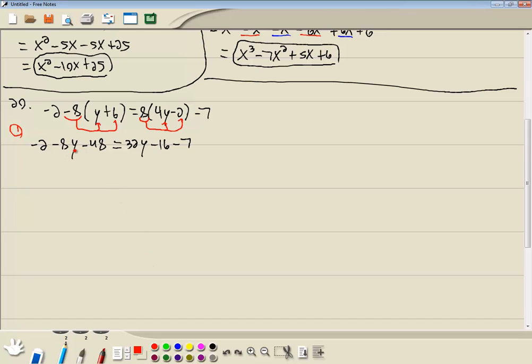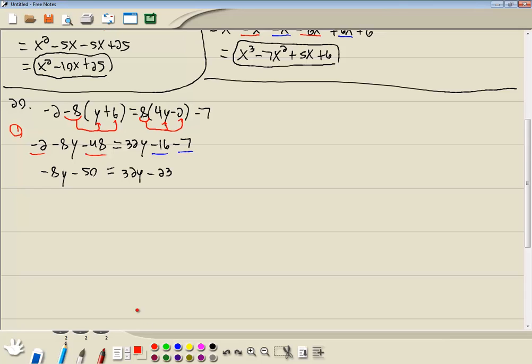Our note up at top says in a step combine together numbers. So we got over on the left side, we got negative 2, negative 48 gives us negative 50. And over on the right side, we got negative 16, negative 7. So that's going to give us 32y minus 23.